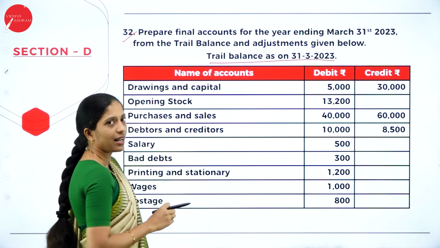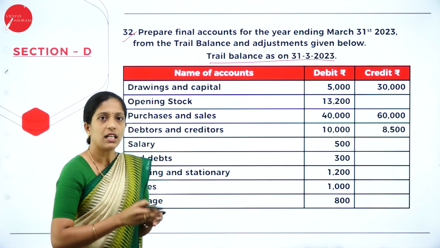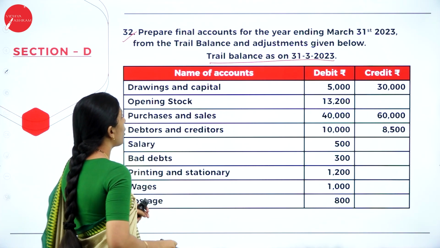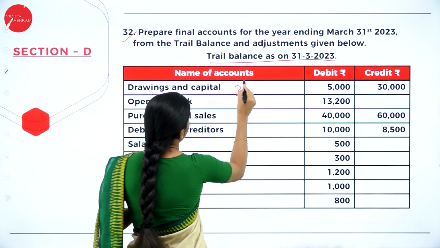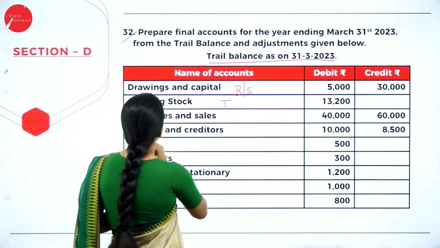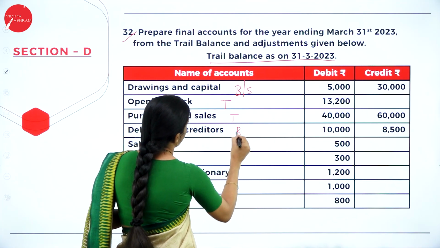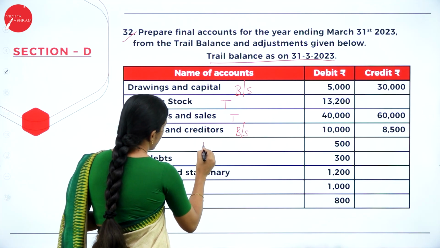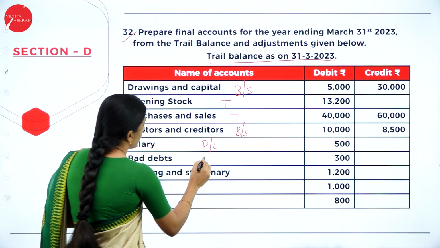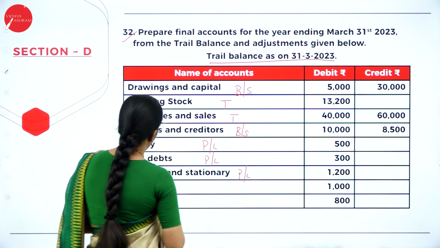Now let us see here itself what transactions are to be recorded where, either in trading account, P&L account or the balance sheet. Coming to the first one, drawings and capital: it comes under balance sheet. Opening stock comes under trading account. Purchases and sales, trading account. Debtors and creditors, balance sheet. Salary is an indirect expense, so P&L account. Bad debts come under P&L account. Printing and stationery, P&L account.